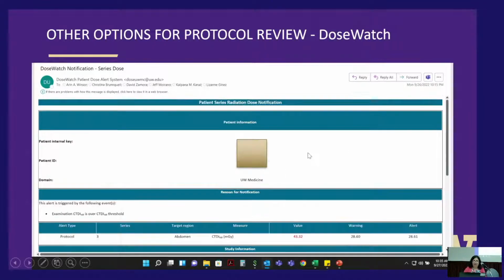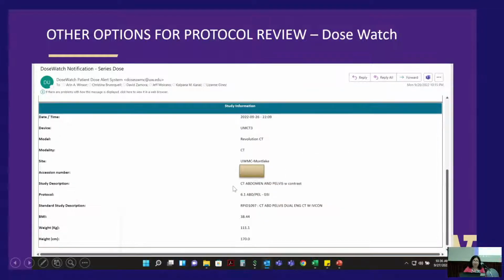Here is the second half. So it's the same patient, and it gives me more detail. It tells me what scanner it is, one of my Revolution CTs, which site it is, what protocol it is. It's a CT abdomen pelvis with contrast. I also have the ARPID assigned, and I can look at that. So it also gives you BMI of the patient, 111 kilos. That is a big patient, right?